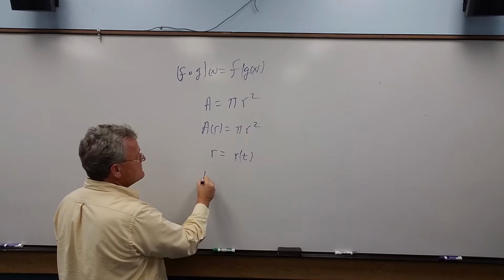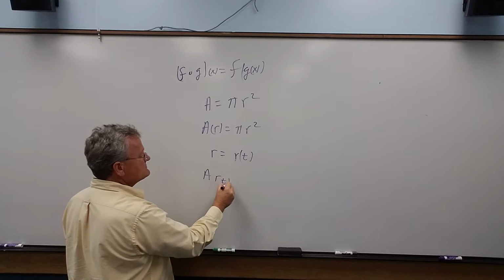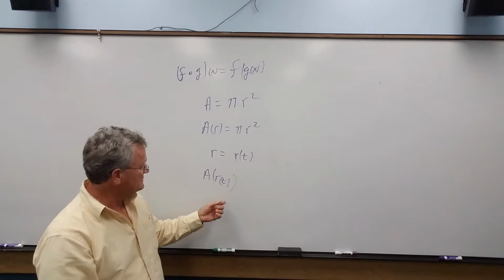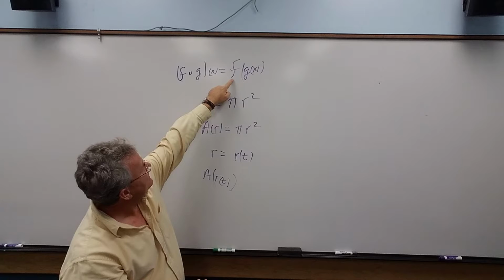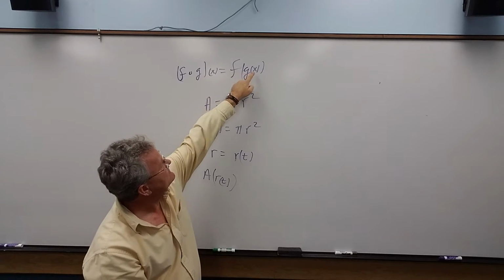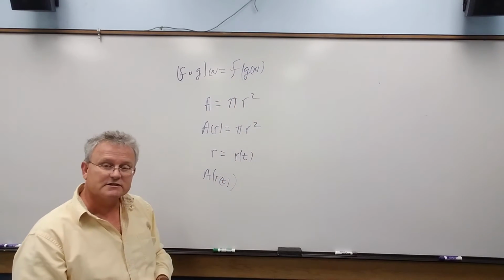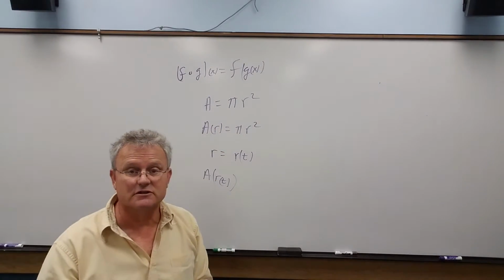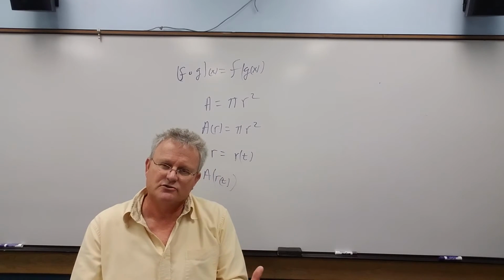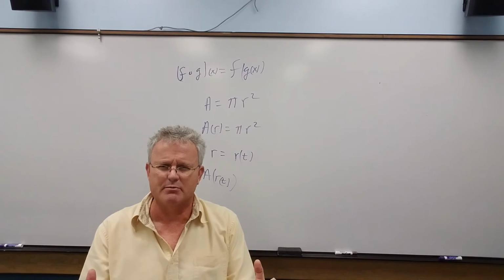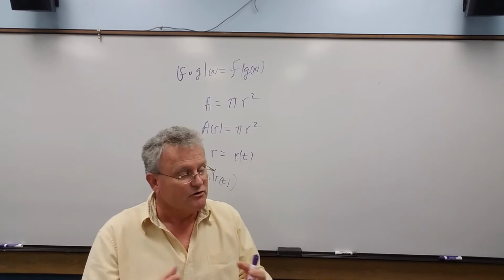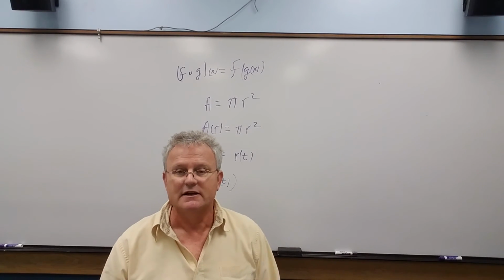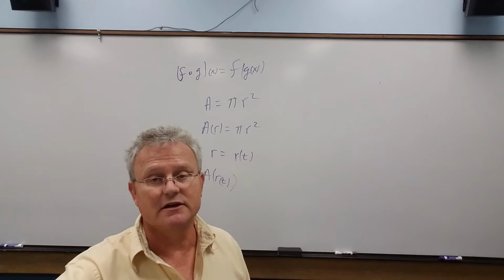So the area depends on the radius, and the radius depends on the time. This is a composite function. Area depends on the radius, and the radius depends on the time. So that's a nice example to start the composite function class with. That gives students a concrete example that they can feel and relate to later when you're finding composite functions and evaluating and working with them.